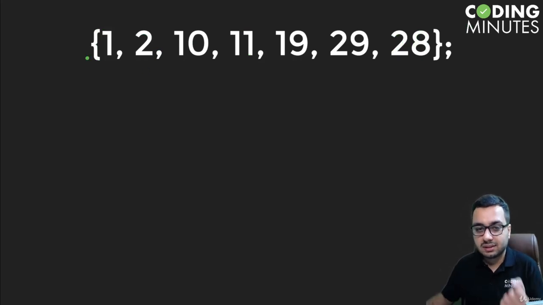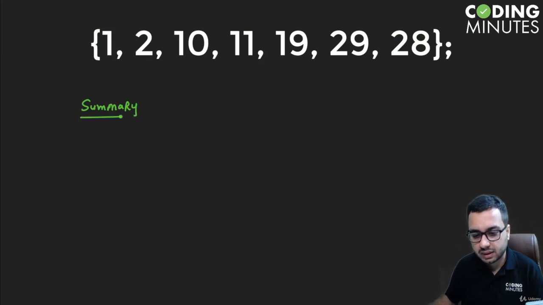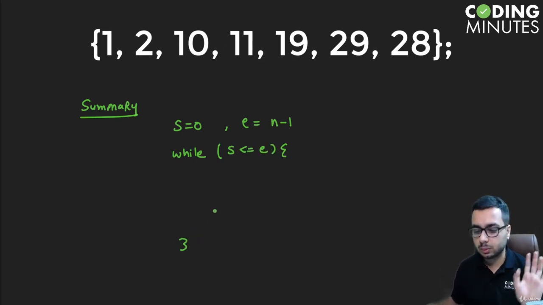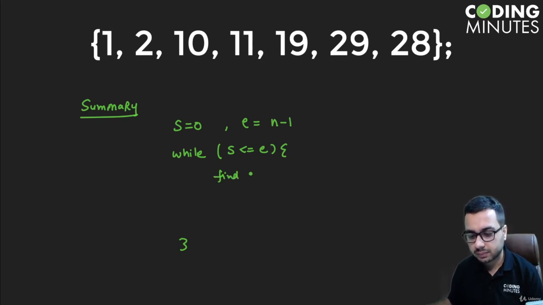Now let us summarize what we discussed. Algorithm summary: we need a start that is set to 0, and an end that is set to n minus 1 in the beginning, and we need to do certain work again and again. So we will have a while loop: while start is less than or equal to end. When start exceeds end, break this loop. Find the midpoint, which is very easy: simply start plus end by 2, and do a comparison at the midpoint.